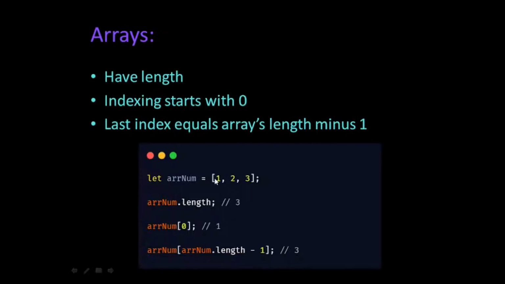This is our array. Its length is equal to 3. We have 3 elements. The first element, which is at index 0, is 1. And our last element, this is how we calculate the last element of an array, it's 3.